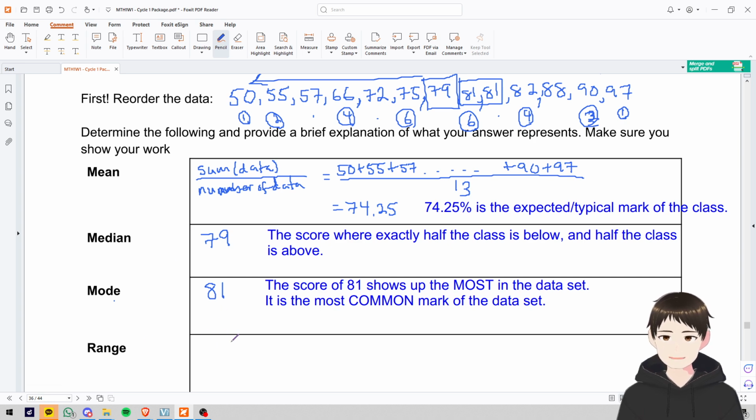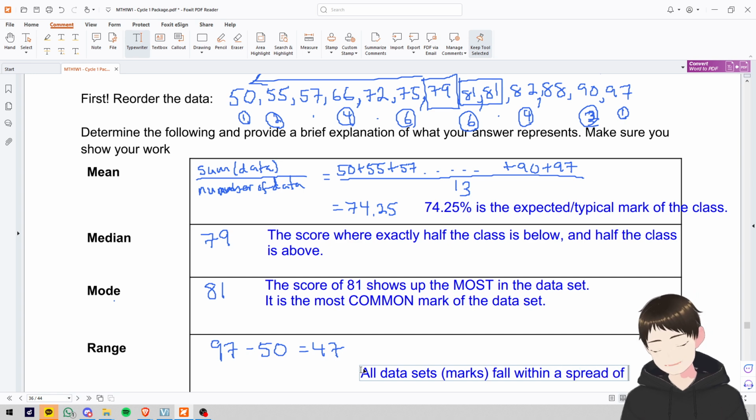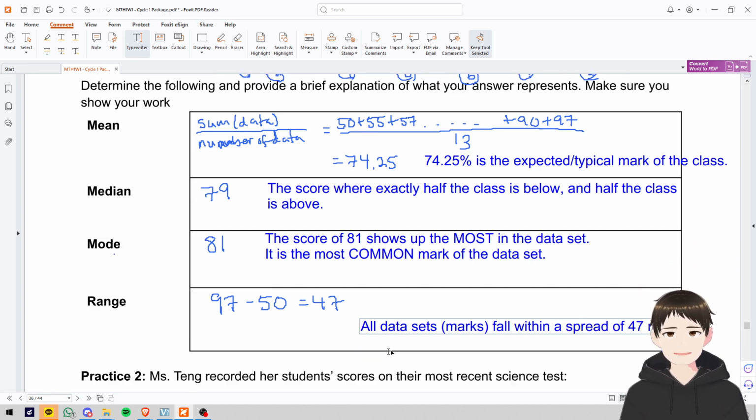Here we go. Range. Range is the difference between the highest and the lowest. So it's 47. That means all data sets or marks fall within a spread of 47 marks. That's all it means. The lowest mark is 50, highest mark is 97. The difference between the highest and the lowest is 47. And that's mean, median, mode, and range.